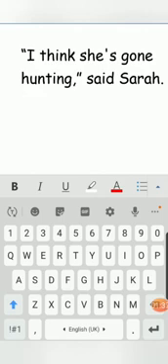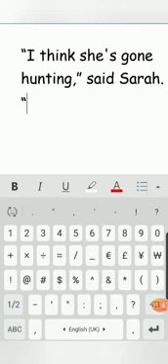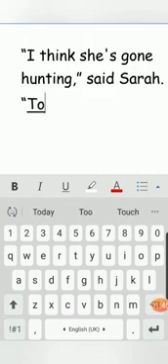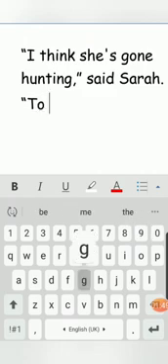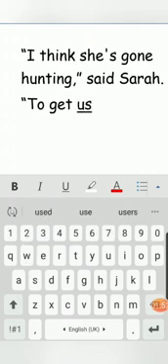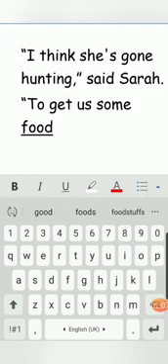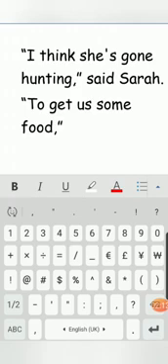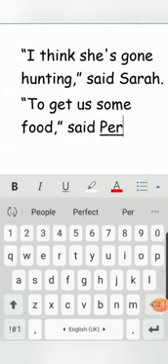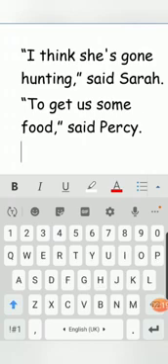Percy says next, to get us some food. So he's speaking. We need to use speech marks there. And then we need that capital letter. To get us some food. How do we spell food? Can somebody sound it out for me? Shout out now. Food. To get us some food. And then end of speech. Said Percy. Capital letter for his name and then full stop.